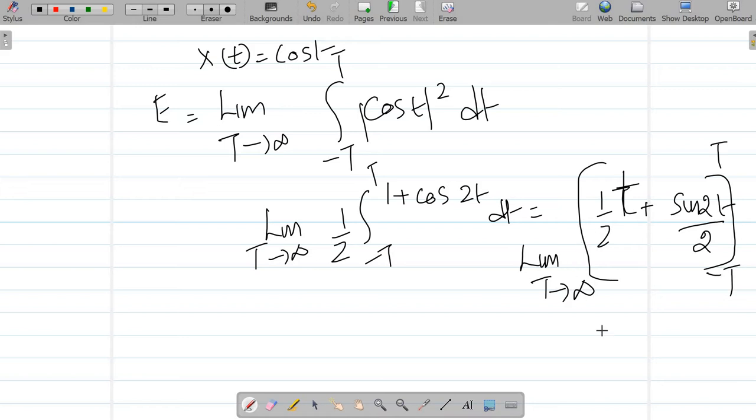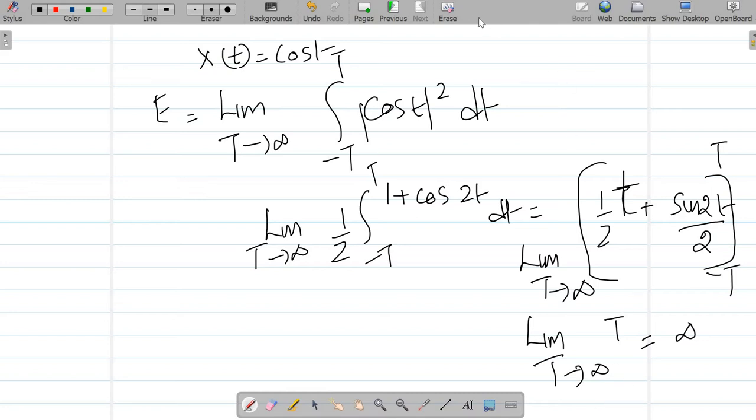Now this quantity, that is sine 2t divided by t, will become 0. But the other term, that is t by 2, will become t, and when the limit t tends to infinity, the answer becomes infinity, so it is not an energy signal.